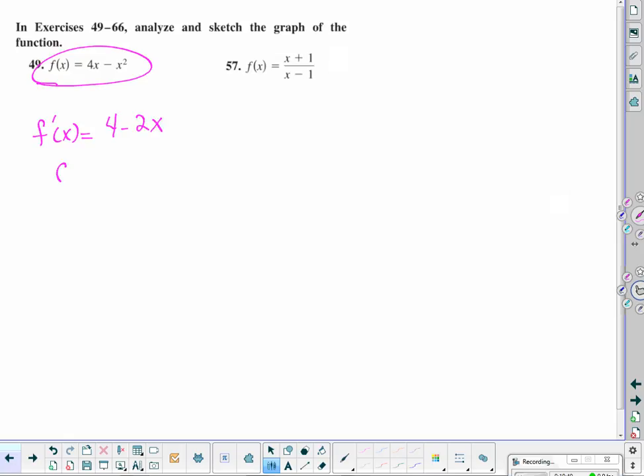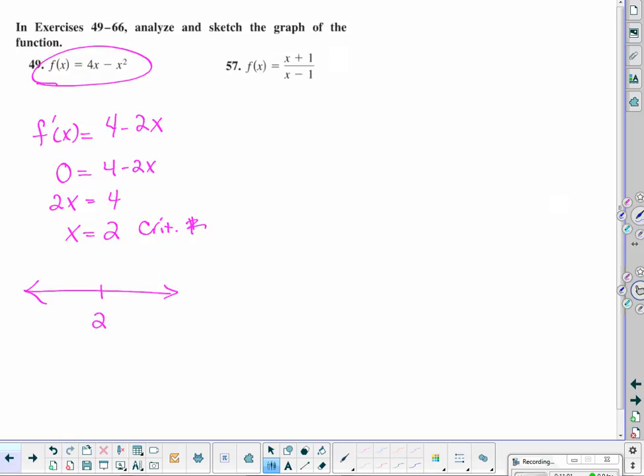And let's find our critical numbers. 0 is equal to 4 minus 2x. 2x equals 4, x equals 2. That is a critical number to me. Next thing I'm going to do is take that into a sign chart so I can get a feel for what's going on around it.